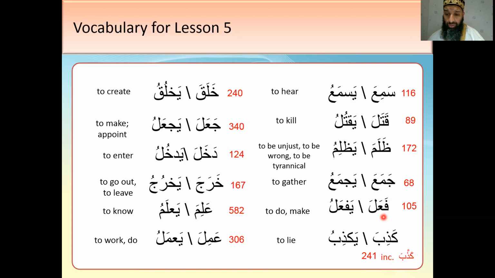Fa'ala means to do. Alam tara kayfa fa'ala rabbuka. Have you seen how your Lord did bi ashabil fil, with the people of the elephant. And kadhiba means to lie.